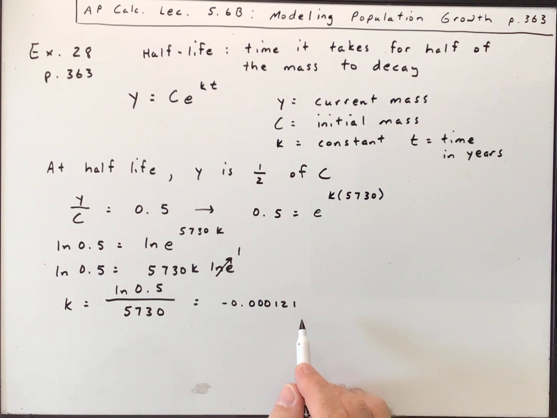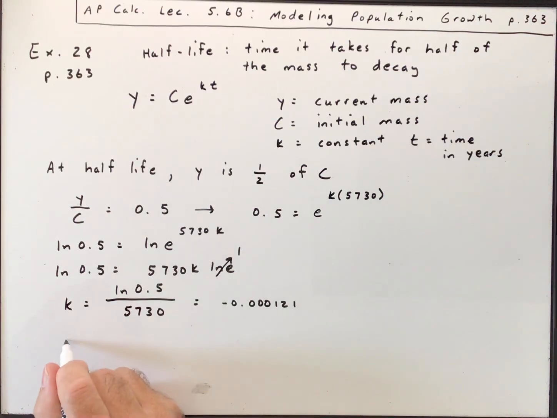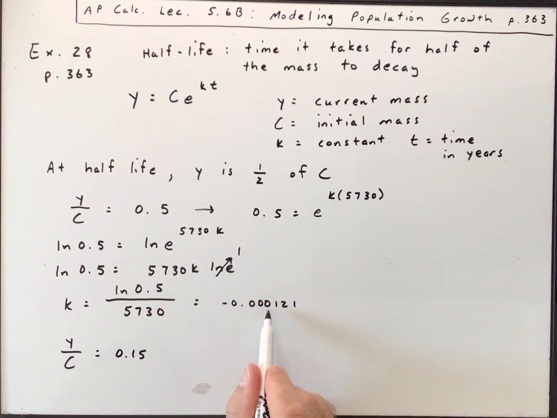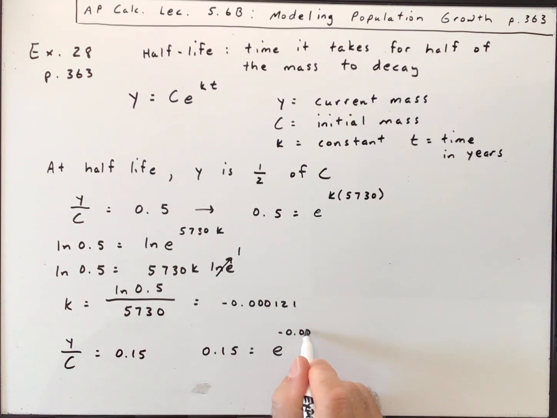Okay, so now we want to know how much mass we have, how much is left when we only have 15% as much of the original mass. So in that case, Y over C is not 0.5, it'd be 0.15. Now, K is negative because it's losing mass. If it were positive, it would be gaining mass. All right, so we would have 0.15 is equal to E to the KT. That's minus 0.000121. We use the half-life to get K.